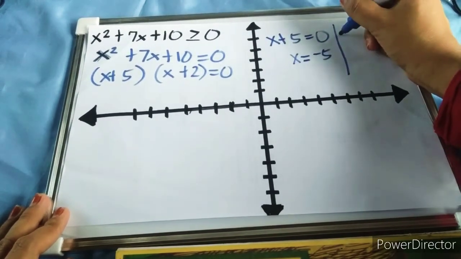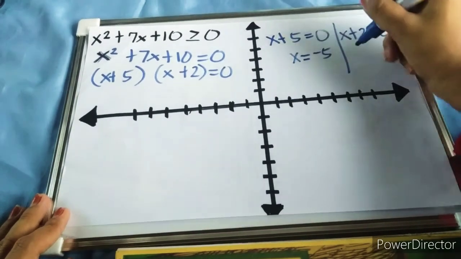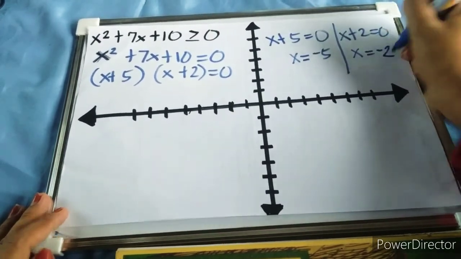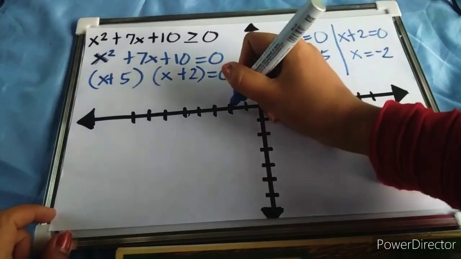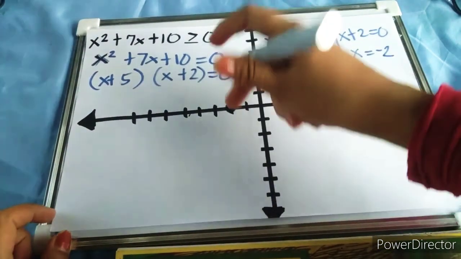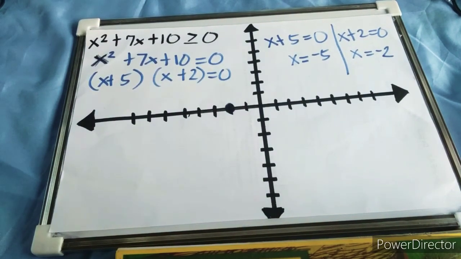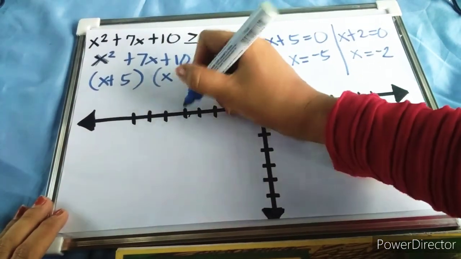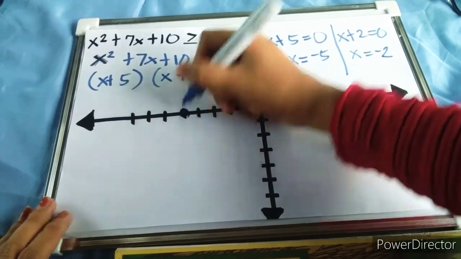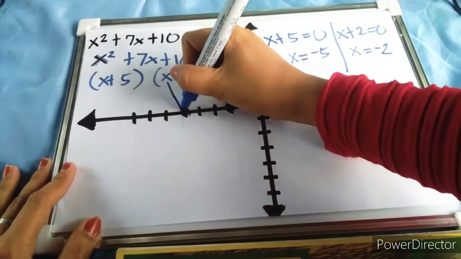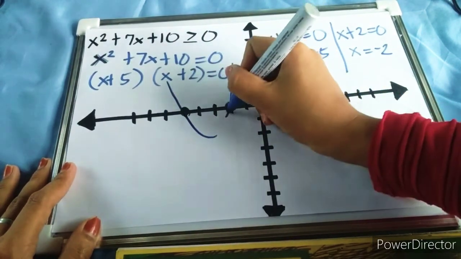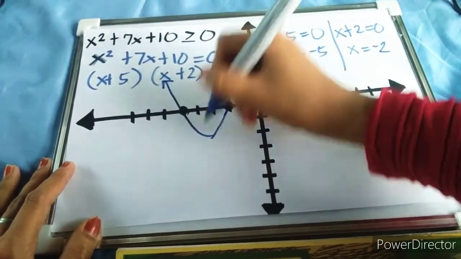And then, we have another one. x plus 2 is equal to 0. So, the second root is negative 2. So, we have negative 5 and negative 2. So, that are located on the negative x-axis. Okay, so we have this one, negative 2. We'll use the fill-in na circle. And then, we have 1, 2, 3, 4, 5. So, this is negative 5. And then, after that, connect the 2 points forming a parabola opening upward. So, okay, so that is your parabola.